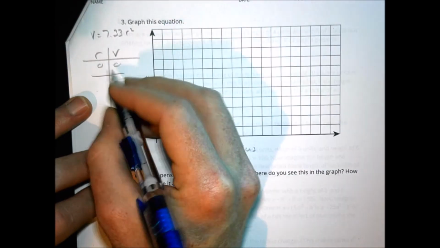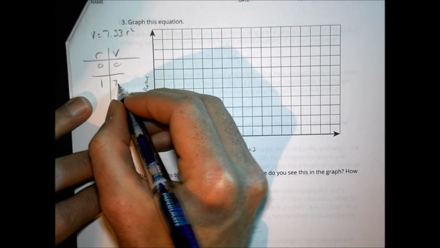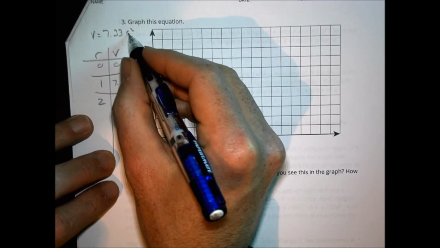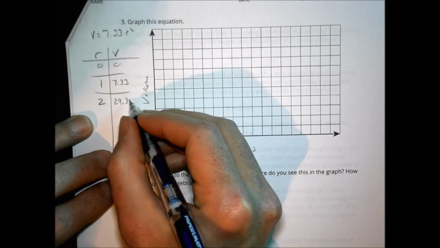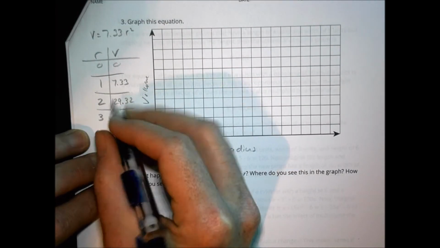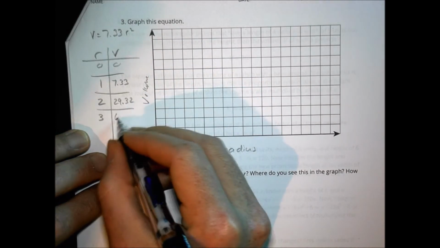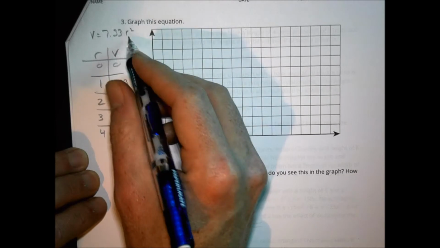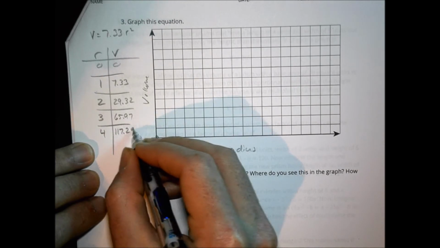And when r is 1, 1 squared is 1 times 7.33 is 7.33. When we do 2, this becomes 4 times 7.33, which is 29.32. 3 becomes 3 squared is 9, 9 times 7.33 is 65.97. When I do 4, 4 squared is 16, 16 times 7.33 is going to be 117.28.